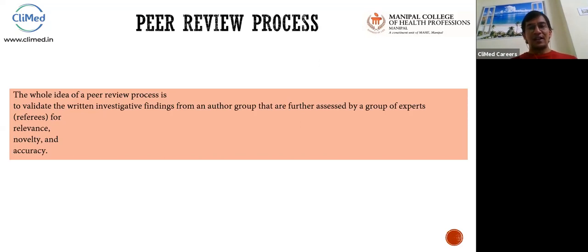If your article has good potential, if you have good statistics, good results, and good results doesn't mean negative or positive, it means your article should have potential. It should show something unique, something novel, and it should be accurate through the best statistical and methodological parts. So they look at these things, and the whole process is done by the experts or referees. Okay, so this is the peer review process.